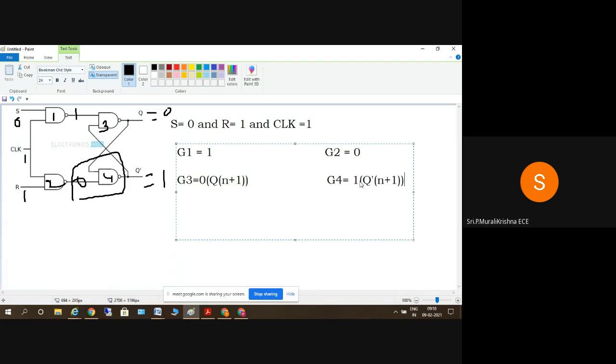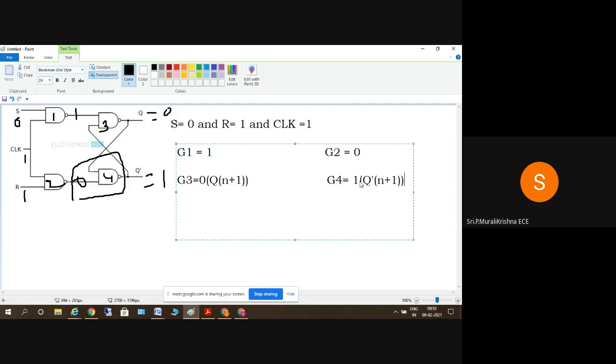So what is applied here? We apply S is equal to 0 and R is equal to 1, and we get the output Q equal to 0 and Q bar equal to 1. So we say that Q is equal to 0, which means it is a reset state. It is nothing but a reset state.